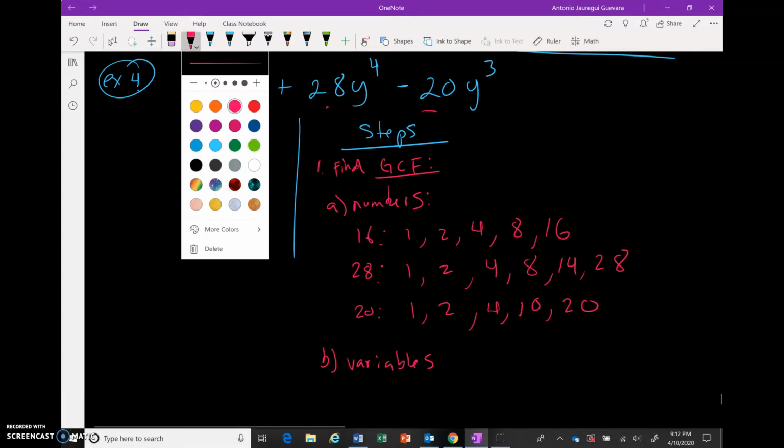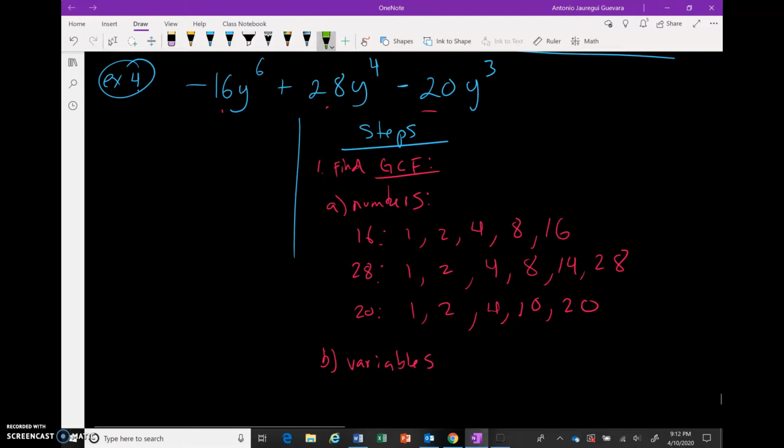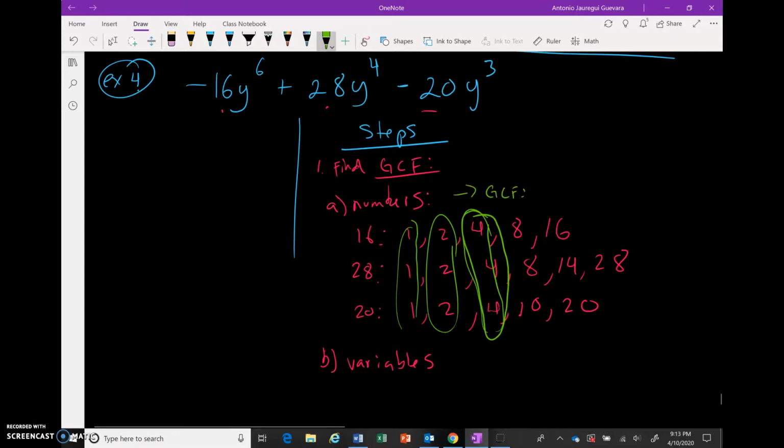And then you look for the common numbers. So 1 is a common factor. The 2 is also a common factor. The 4 is also a common factor. What else? Is there a bigger one? Nope, that's it. Looks like the 4 is going to be the biggest one. Okay, so that means the greatest common factor for the numbers is 4.